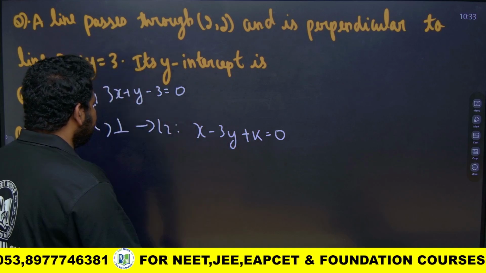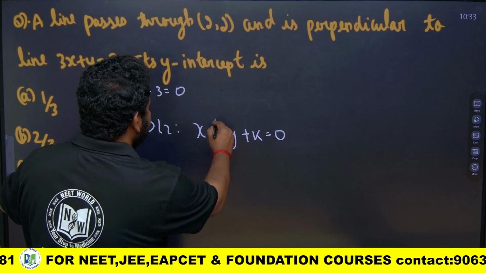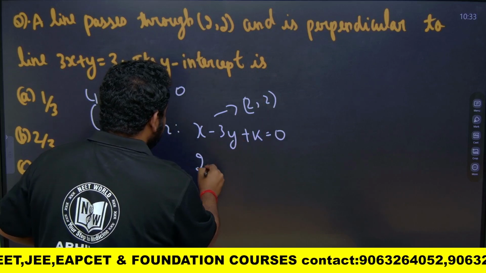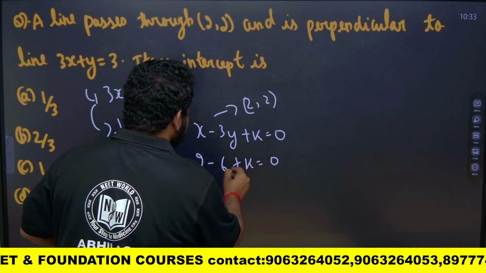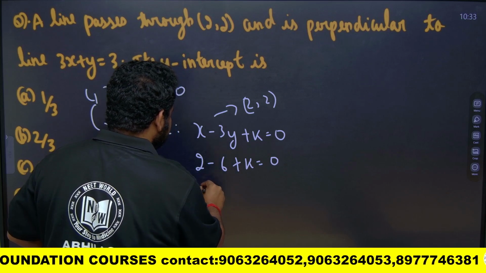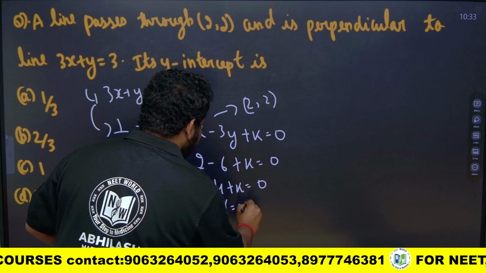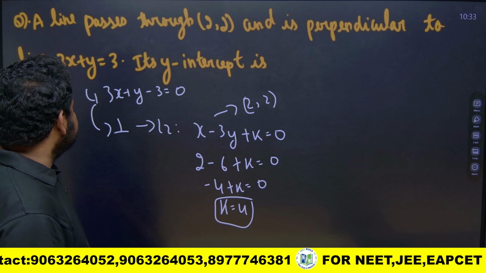Got it? Now, they are telling us this line is passing through the point (2, 2). So, I have to put the value of (2, 2): this will become 2 minus 6 plus k is equal to 0. So, this will become 2 minus 6 is minus 4 plus k is equal to 0. So, k will be equal to 4. We got k is equal to 4.